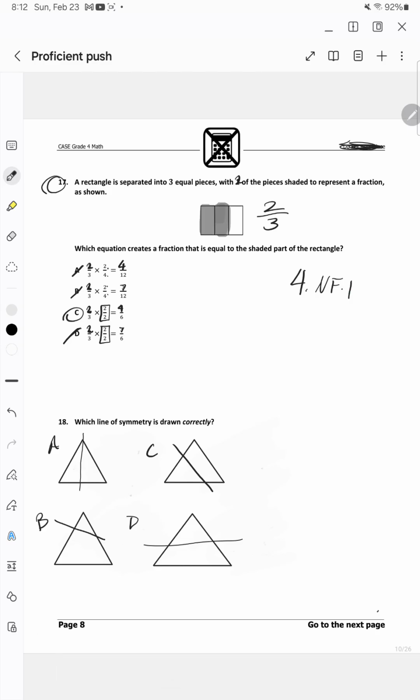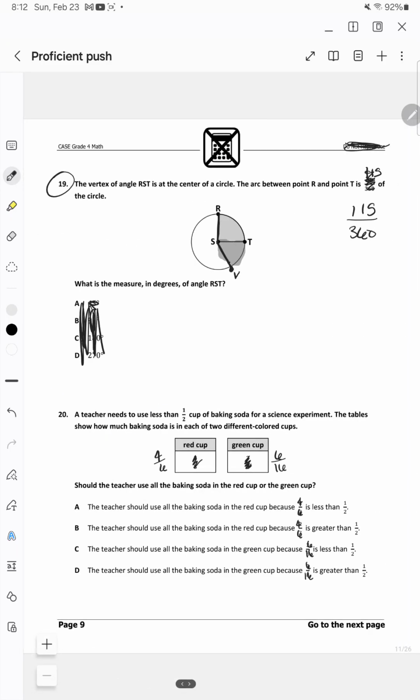This one's very easy. Which line of symmetry is drawn correctly? And we have a triangle here, which looks like it only has one line. But here, it's not a mirror reflection. This is wrong, this is wrong, this is wrong. This is the only one that split it up just right.